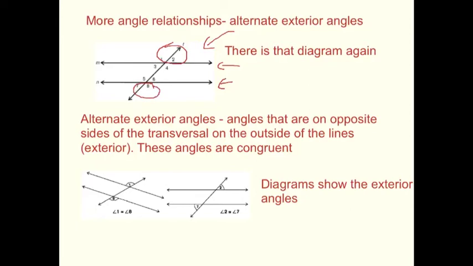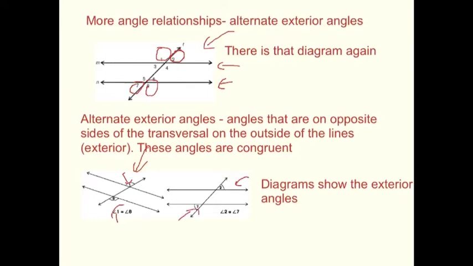Again, alternate means opposite sides of. So for alternate exterior angles, you're talking about the two exterior angles that are on opposite sides. So 2 and 7 are alternate exterior angles. 1 and 8 are alternate exterior angles. So if we look at this diagram, 1 and 8 and 2 and 7 are alternate exterior angles.